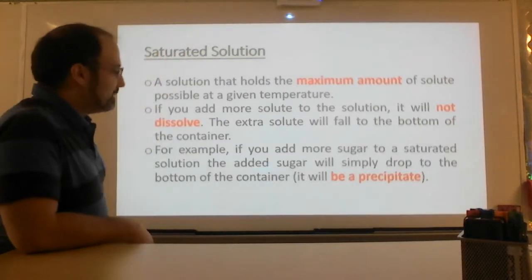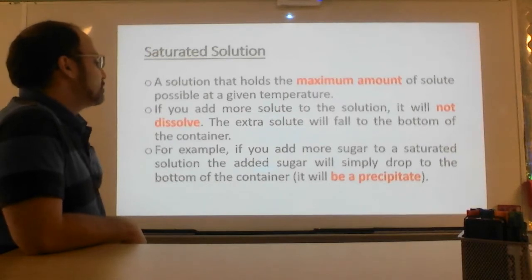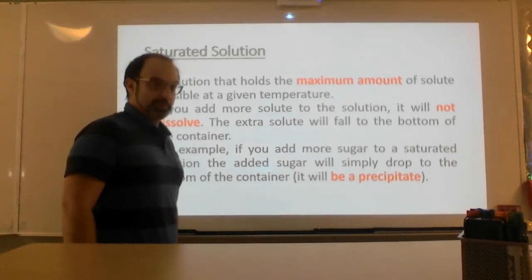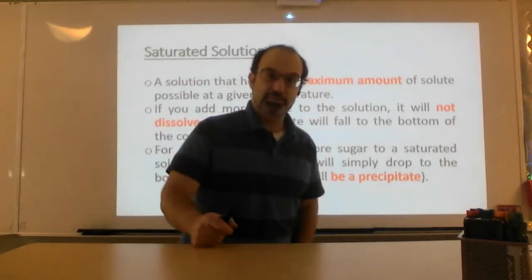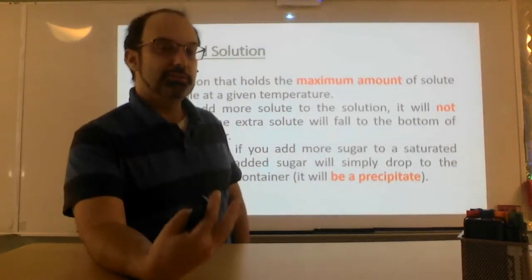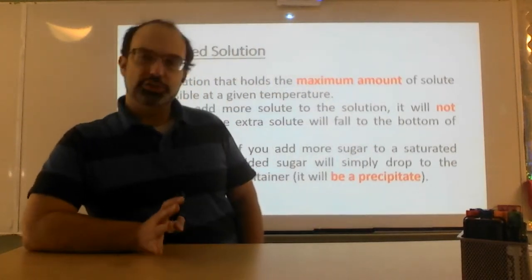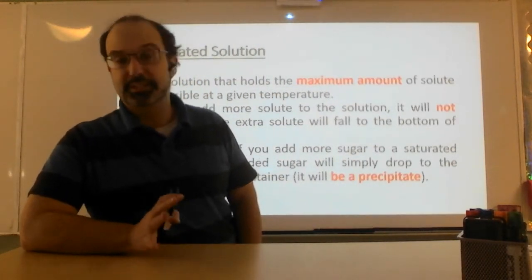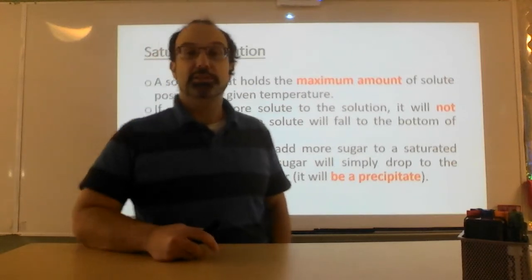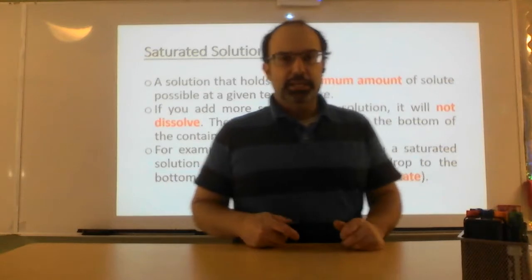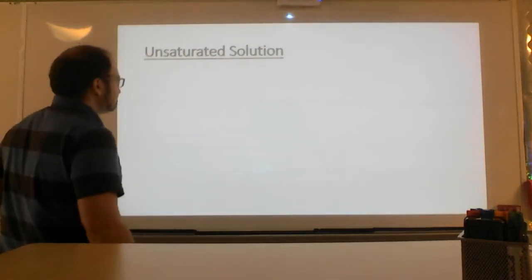For example, if you add more sugar to a saturated solution, the added sugar will simply drop to the bottom of the container. It will be a precipitate. That is the name we give to something that has fallen out of solution and lands on the bottom. It's sort of like precipitation, like rain. It's a fancy way to say rain. In this case, it's because this particular material rains out of solution, falls out. We'll see that as we go through this.